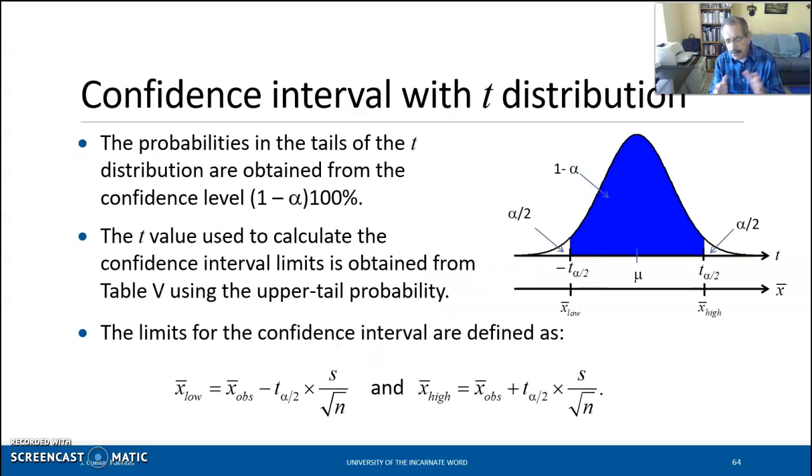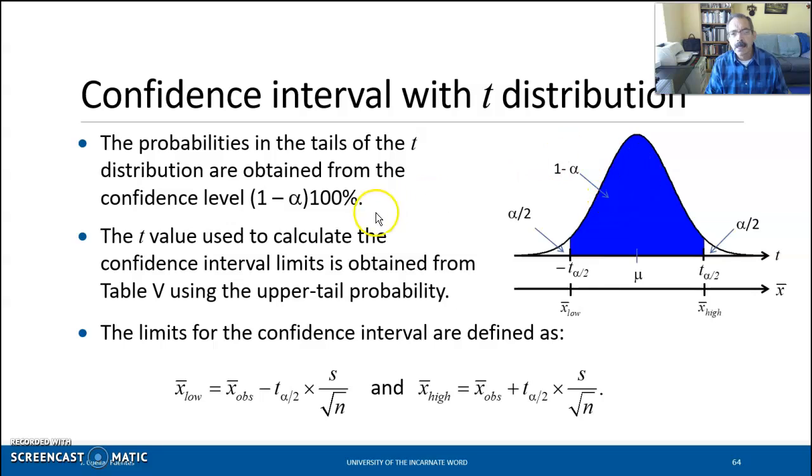All right, so now that we saw how we use table 5 to find probabilities from the t distribution, or from the multiple t distributions, the next question is, how do I define the confidence interval in terms of the t distribution? Well, we do it exactly in the same way that we did for the standard normal distribution. So we rely on the level of confidence to find the probability in the upper and lower tail, just as we did with the standard normal case.